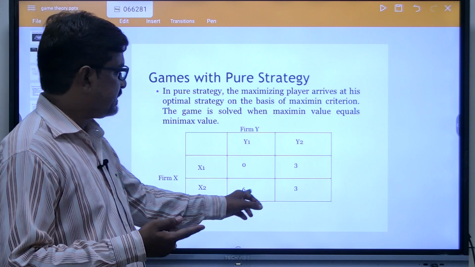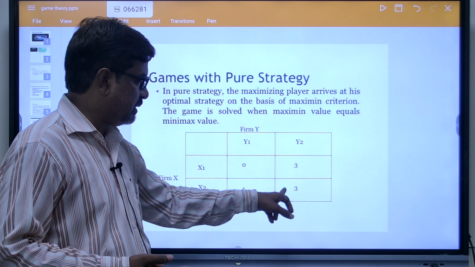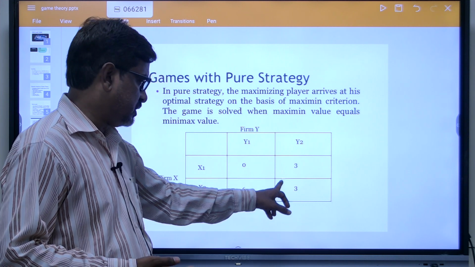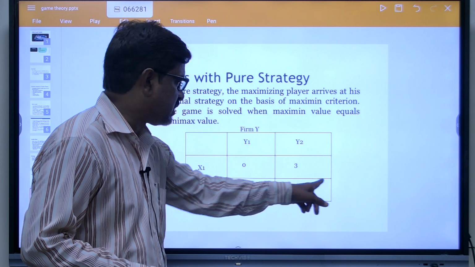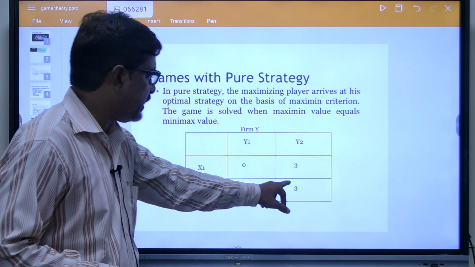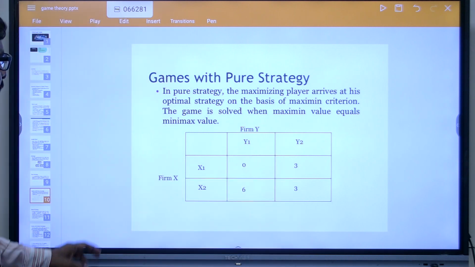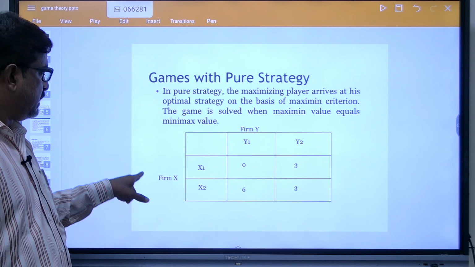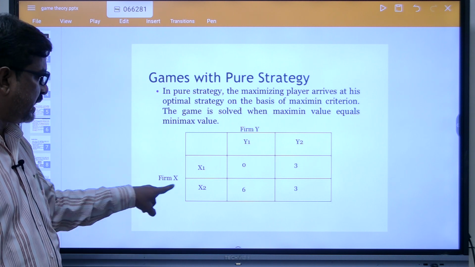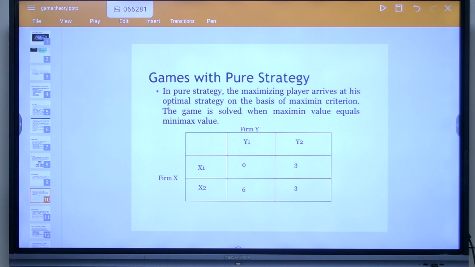That is 6 and 3, the minimum one is 3, and this 3 is put in a square box, and that 3 is also put in a circle. They are coinciding on the same point, x2 and y2. This cell will represent the pure strategy of the game. That means firm X will adopt the x2 course of action, and firm Y will adopt the y2 course of action.